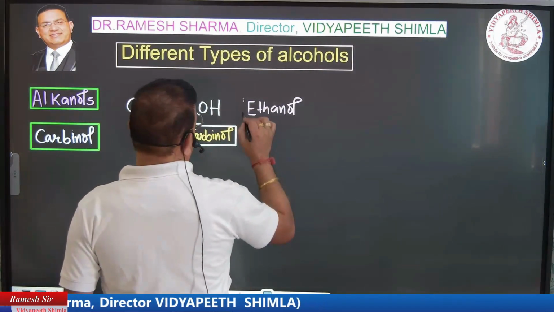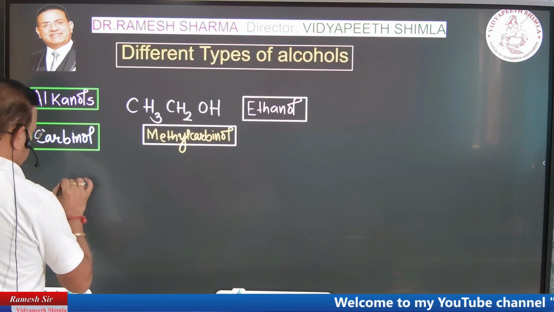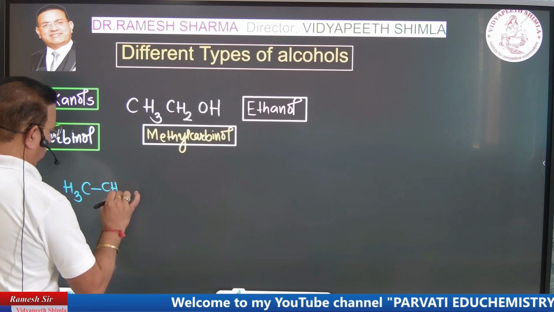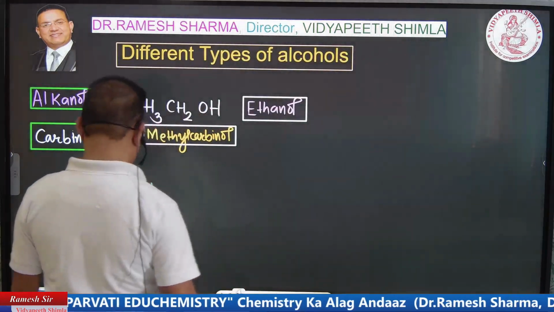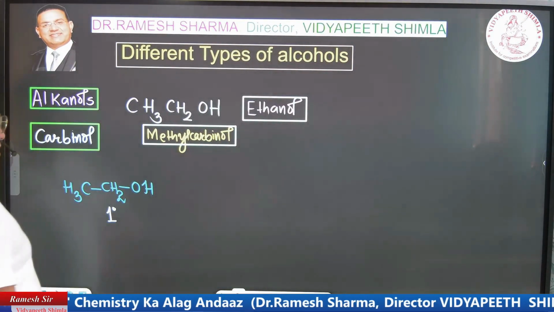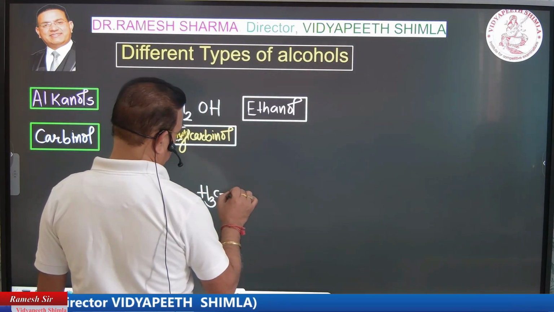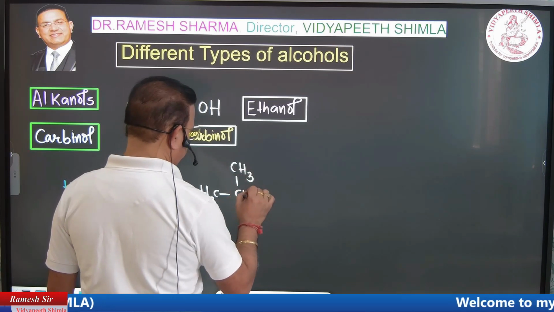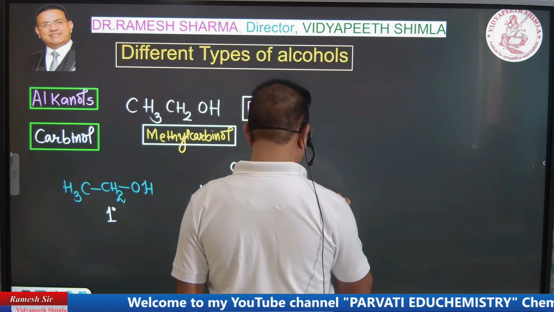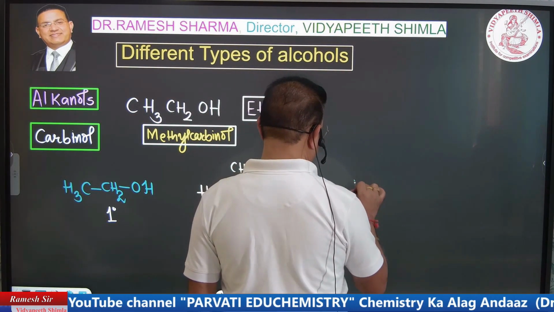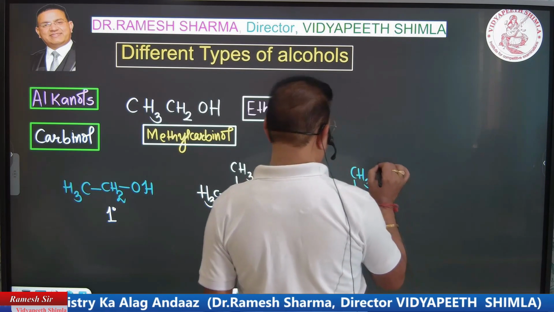So we have different categories, on the basis of the carbon to which that OH is bonded, called primary, secondary and tertiary alcohols. This is primary alcohol, as it is bonded to the primary carbon. This is secondary alcohol, bonded to secondary carbon. And this is tertiary alcohol.